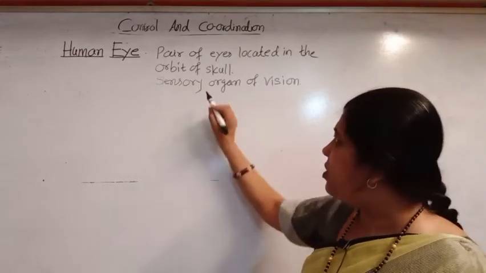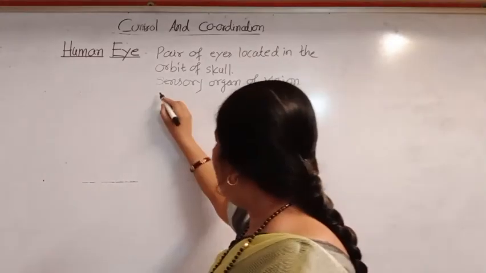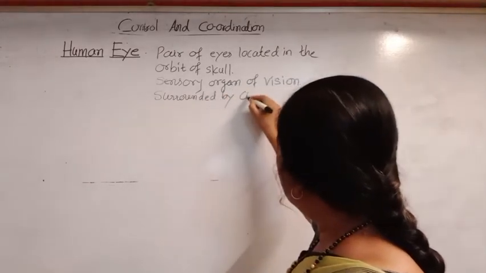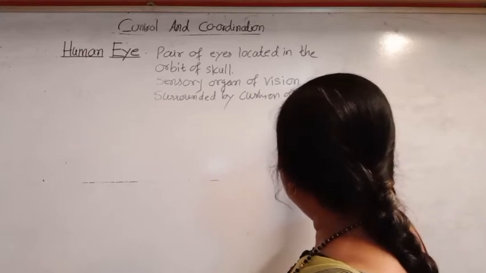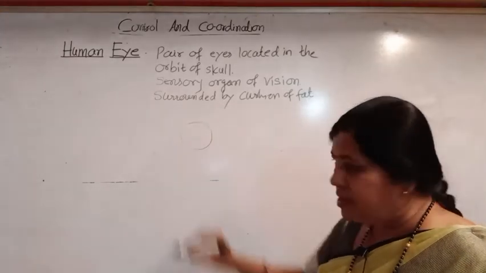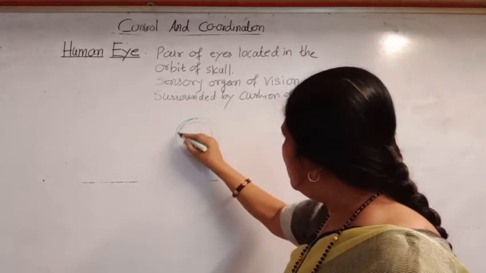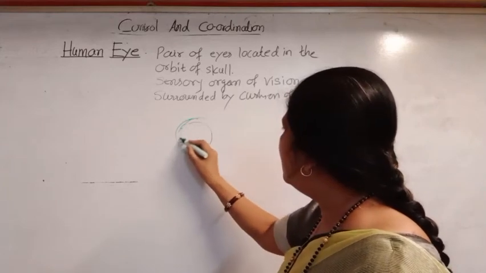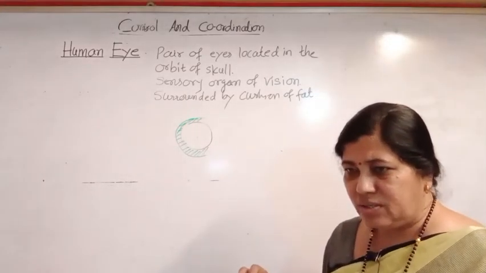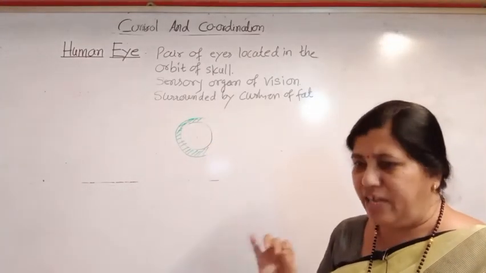Eyes are sensory organs of vision, and each eye is surrounded by a cushion of fat. If this is the eye, then each eye is surrounded by a cushion of fat. This is the fat layer, and this fat layer is protective in function, and also it provides insulation and padding to the eye.